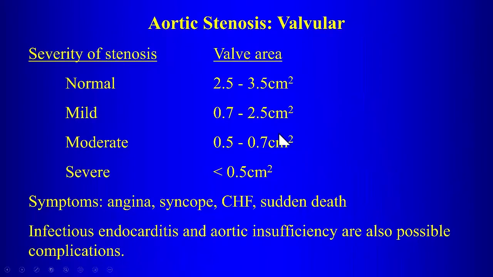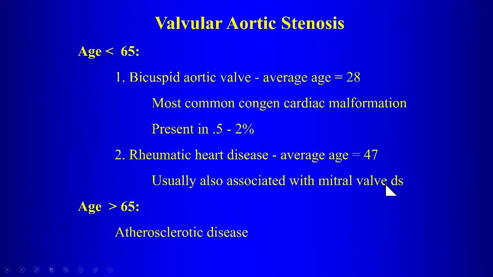Now, not that I need you to memorize these numbers, but the point is the severity of stenosis is correlated with the valve area. These are measurements that they would take on echocardiography and measurements that we can also do on imaging. So these are the measurements associated with the various degrees of aortic stenosis. So we know about the symptoms: chest pain, syncope, CHF, even sudden death. And aortic stenosis does predispose to endocarditis, which can further destroy the aortic valve and lead to aortic regurgitation.